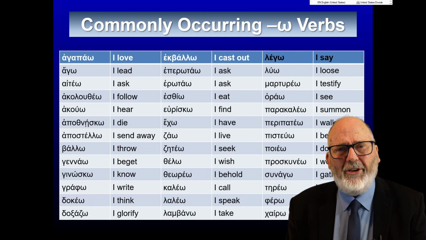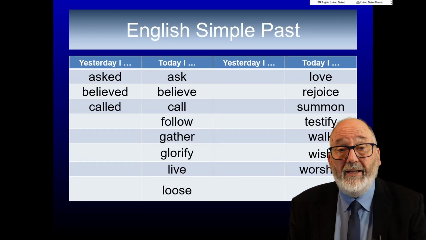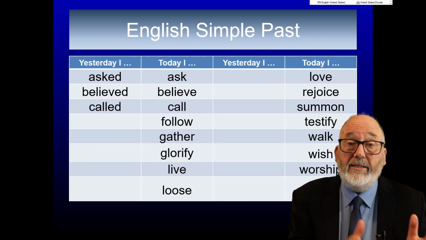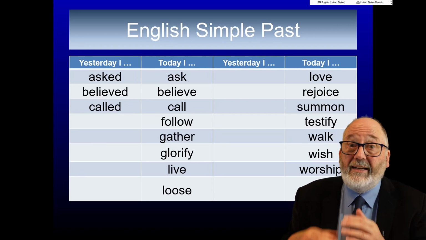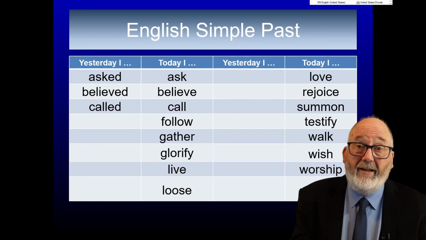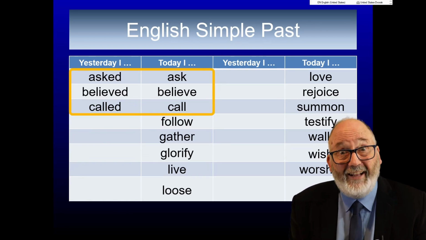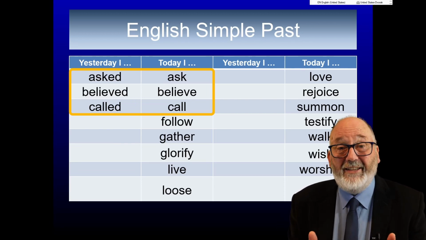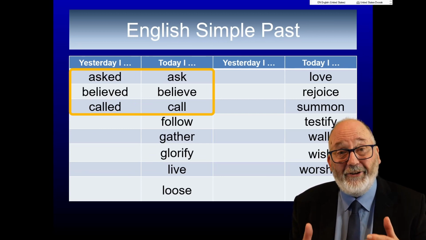Now let's look at those English verbs. Some of them are regular and some of them are not. Let's look at the regular ones. I have here a set of regular English verbs. And let's think about how to make a simple past from the simple present. It's easiest to do it by saying today I and yesterday I. So let's start with today I ask, yesterday I asked. Yeah, you knew that. Today I believe, yesterday I believed. Today I call, yesterday I called.